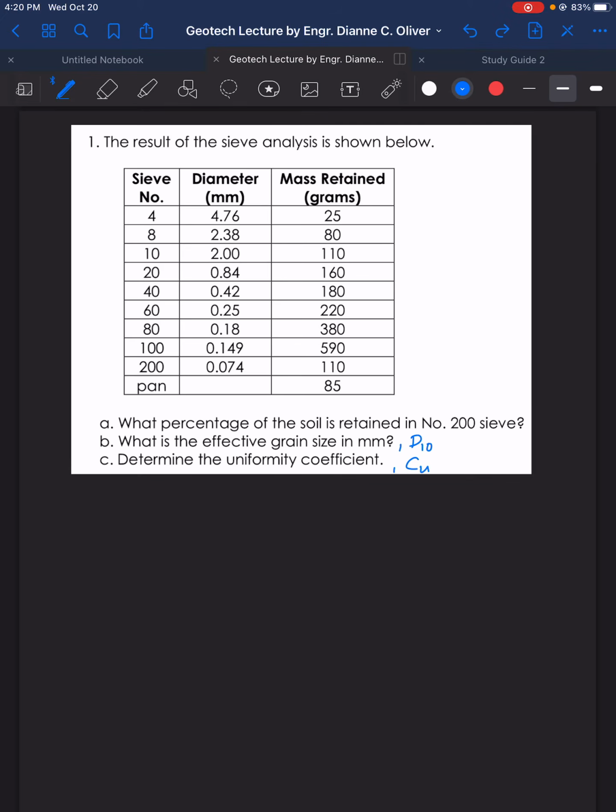Let's go to this one. So if we put here the total, for us to fully understand, that is 25 plus 80 plus 110 plus 160 plus 180 plus 220 plus 380 plus 590 plus 110 plus 85, so that is a total of 1940 grams. For a total of 1940 grams, what passes number 200?